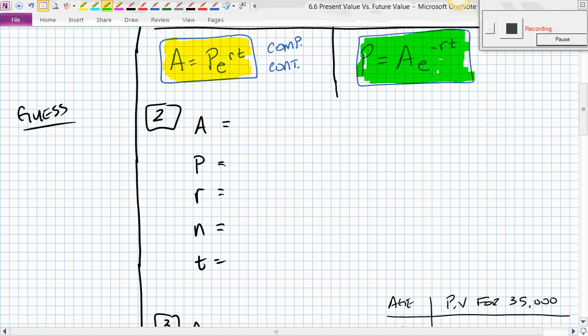So I'll read it again. Sally wants $1,000 in 5 years, invested at 1.5% compounded monthly. How much does she need to walk into the bank with today? Did you get all the crucial information? Yeah. Okay, good.